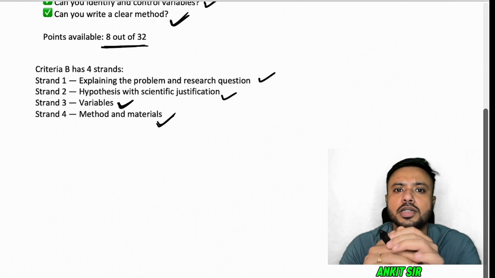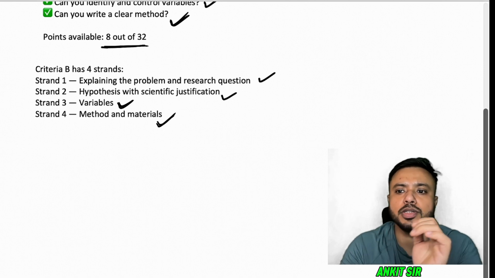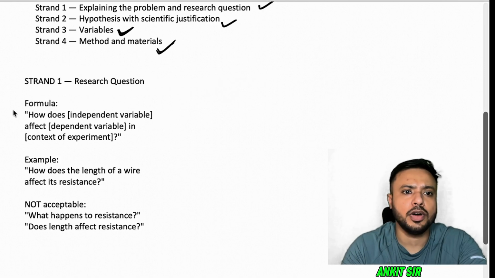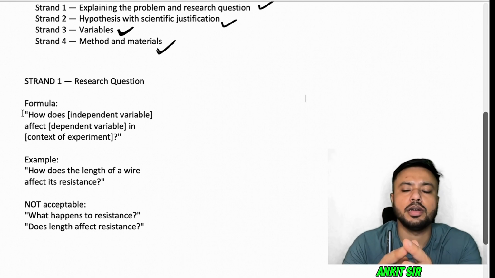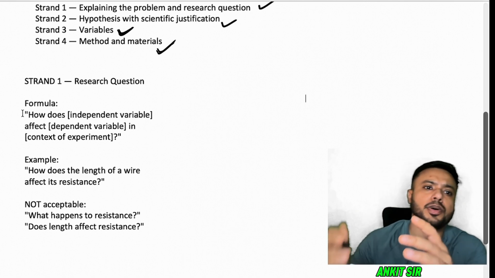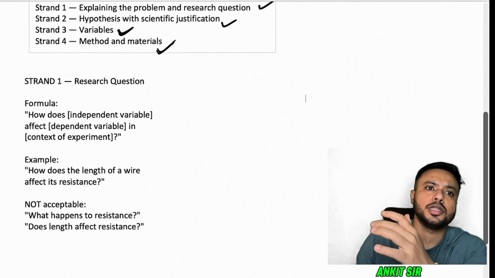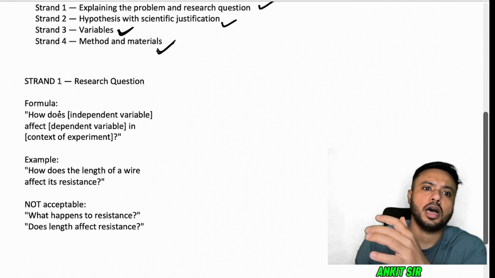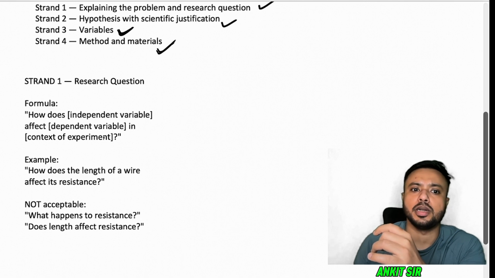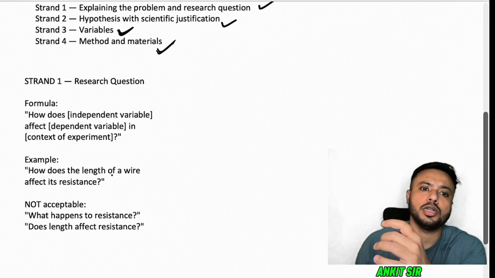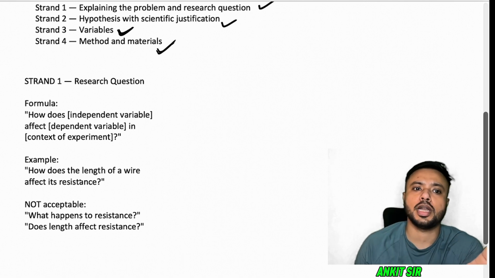Let's understand strand 1, which is explaining the problem and research question. In strand 1, we basically have to write the research question, and I'm going to explain with the help of an example. You have to follow the format: how does the independent variable affect the dependent variable in the context of the experiment? An example of this can be, how does the length of a wire affect its resistance? If you write the research question like this, then obviously it's going to be acceptable.